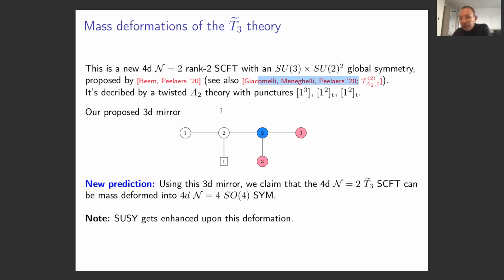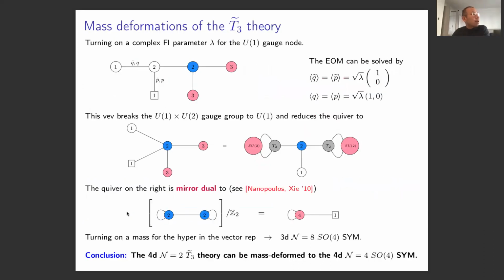With this theory, it's very hard to study. Now it's not just a rank 1 theory, it's a rank 2 theory. So what do you do? You use this proposed mirror quiver and try the same technique as before. Now we have a new prediction: this theory can be mass deformed into 4D N=4 SO4 super Yang-Mills, and again SUSY gets enhanced in this deformation. Let's see the process. Again, the trick is to turn on the complex FI parameter for the U1 node. You can do this in another node as well, but take the simplest one.